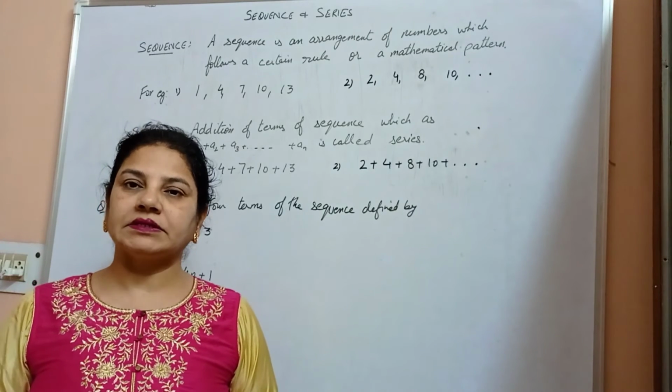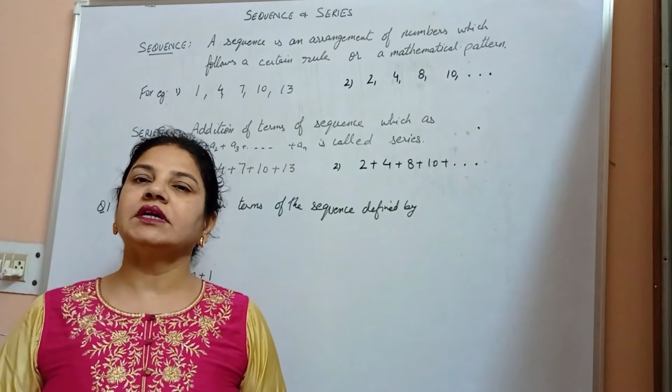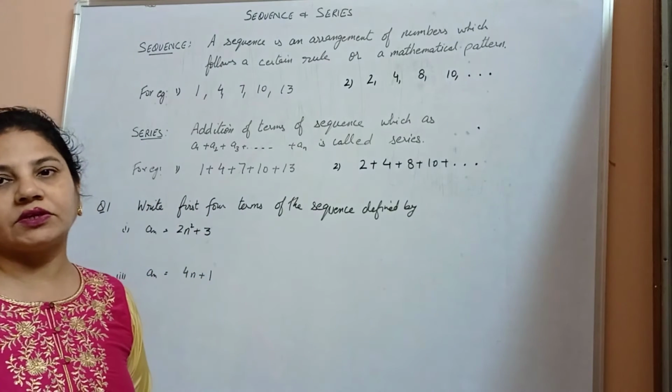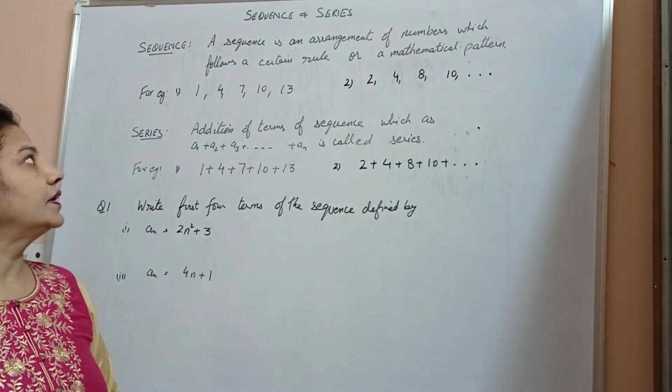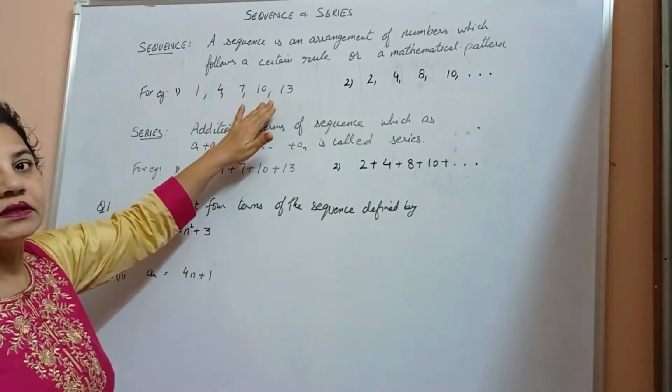Applied Mathematics, Chapter 6, Sequence and Series. Sequence. A sequence is the arrangement of numbers which follows a certain rule or mathematical pattern. For example, 1, 4, 7, 10, 13.